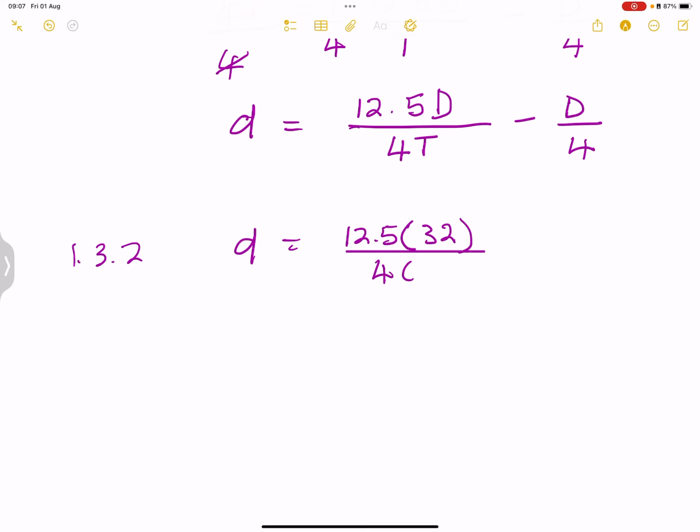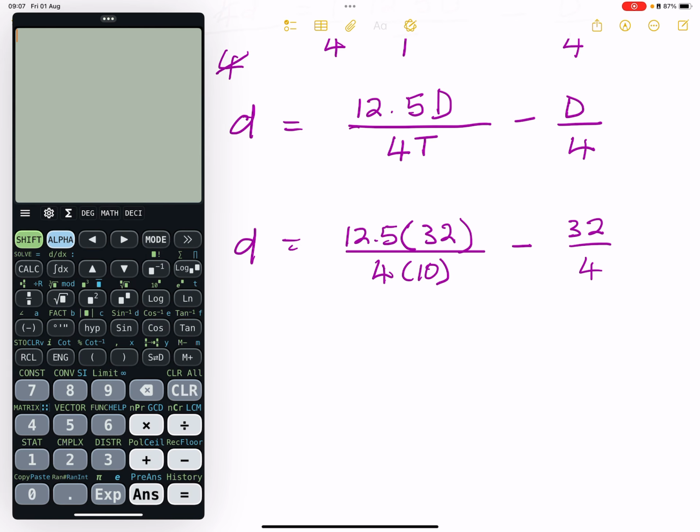And this is 32 divided by 4. All right, so let's try and work that out. That's 12.5 into 32, divided by 4 times 10. That's 40. And we are subtracting this from 32 over 4. Okay, and I get a value of 2. So d would be equal to 2 centimeters.